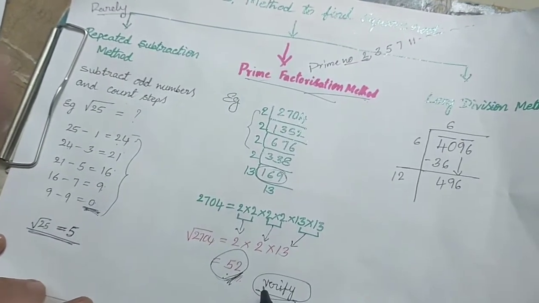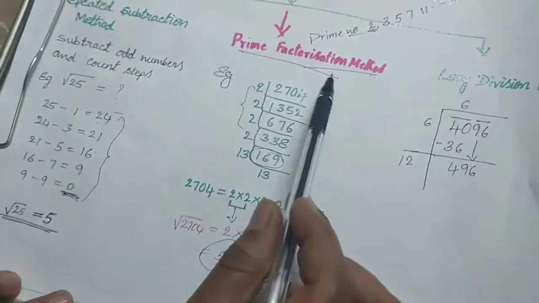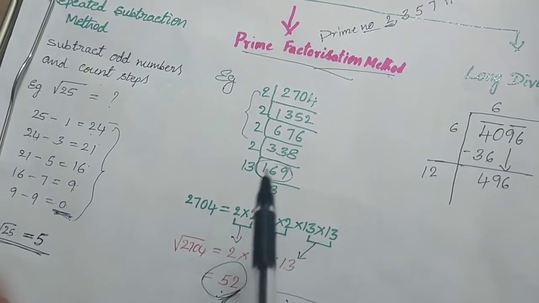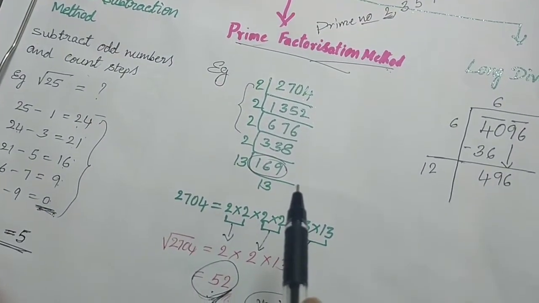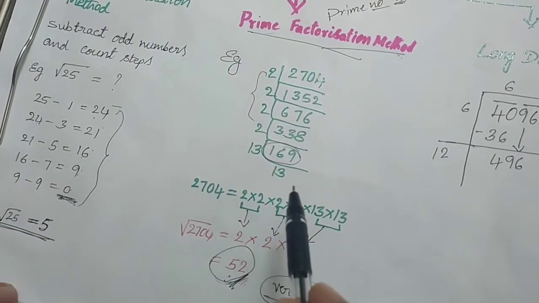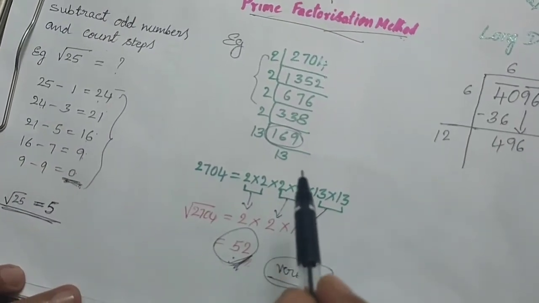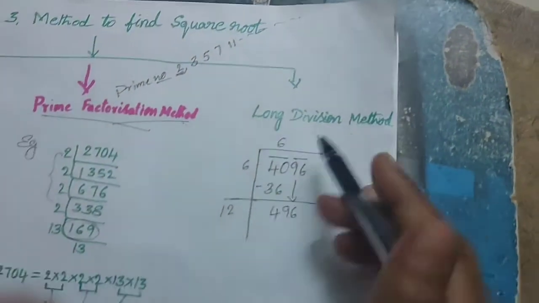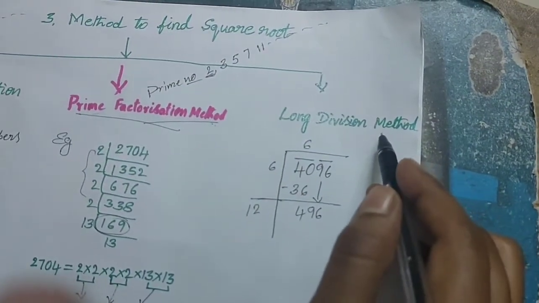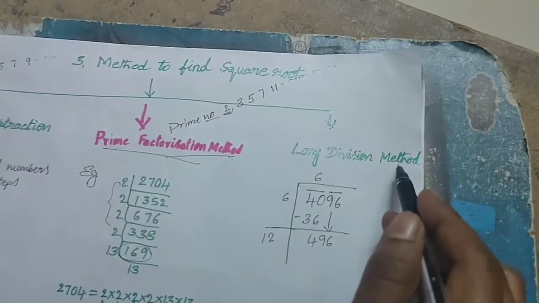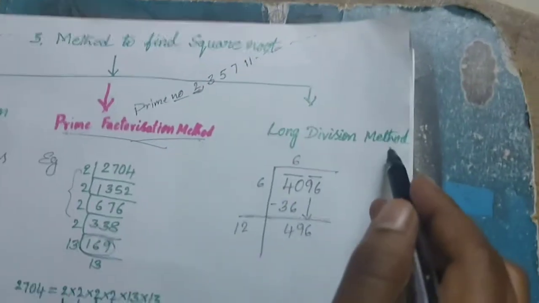Sir, are there any limitations in the second method, prime factorization? Yes, here also there are some limitations, because if the number is not a perfect square, this method will not work. That's why the best method to find the square root is the long division method. It is the very best method to find the square root.